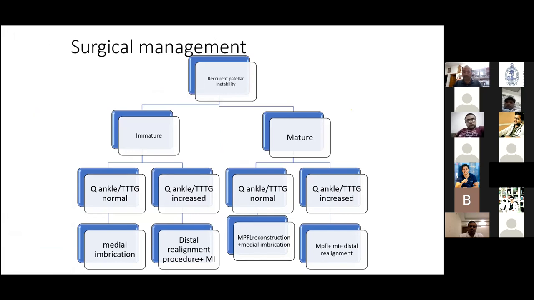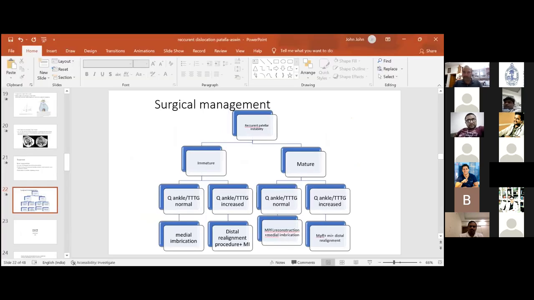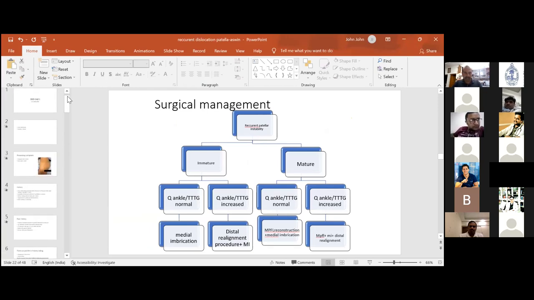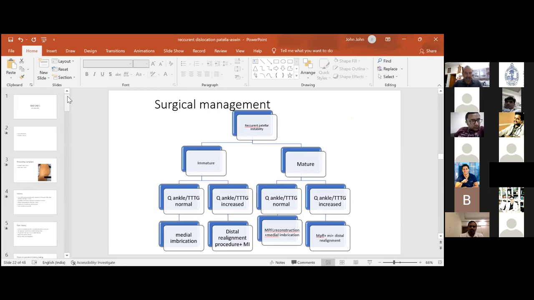Anything more? Merchant view, we have already spoken of. It's the skyline view. You keep the knee in 30 degrees flexion and take the axial view.